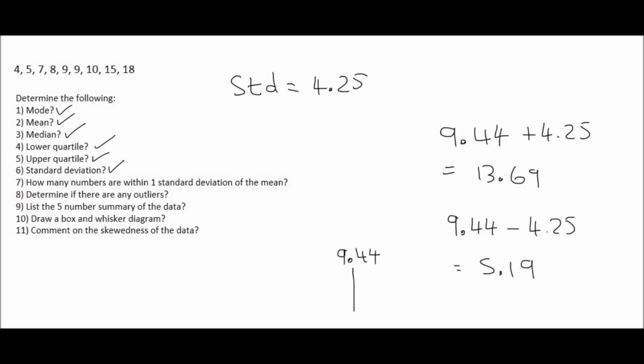So what we have is the average of 9.44. If we add one standard deviation, then that takes us up to 13.69. And if we minus one standard deviation, then that takes us down to 5.19. So they want to know how many numbers are within that boundary.